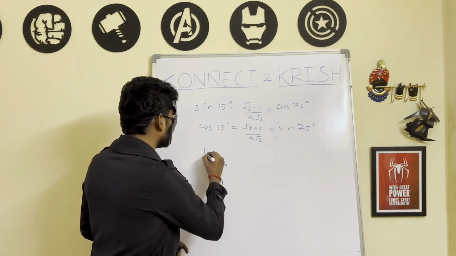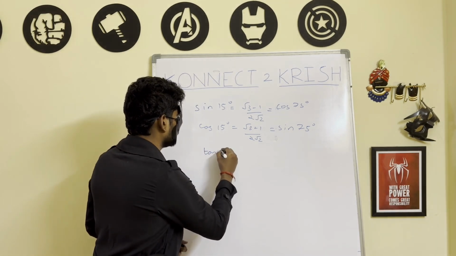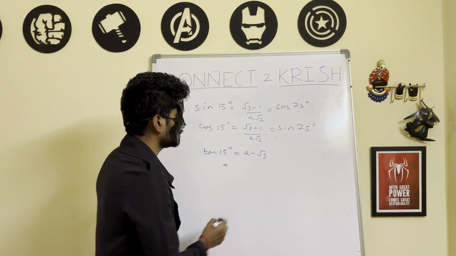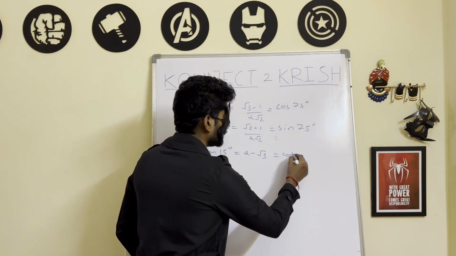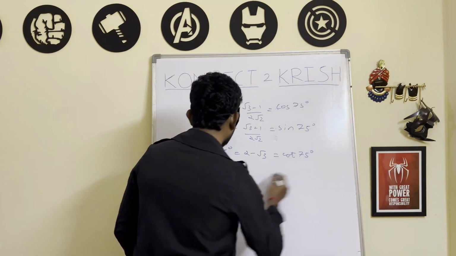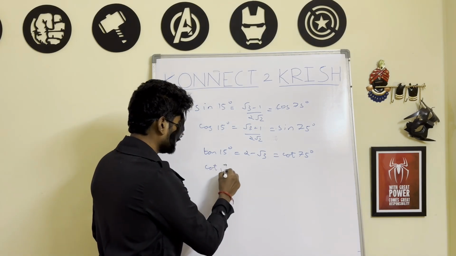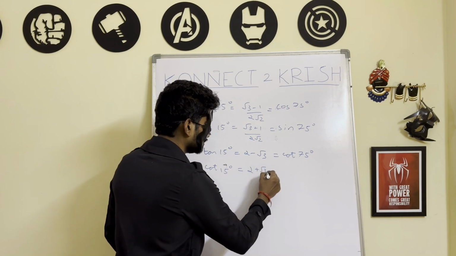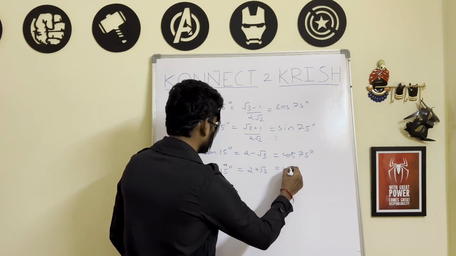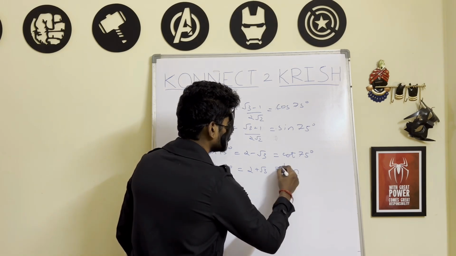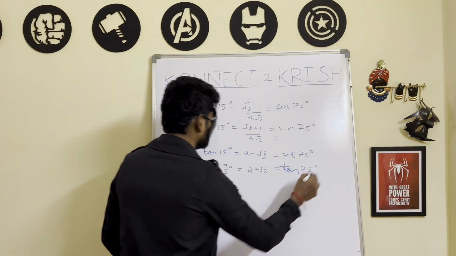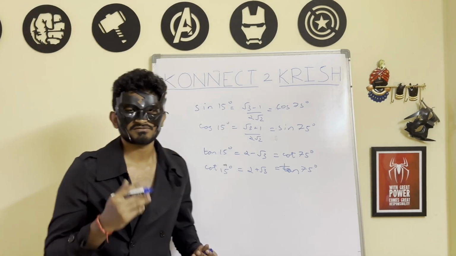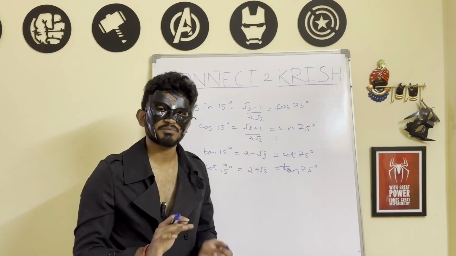For example, like tan 15. Tan 15 is nothing but 2 minus root 3, which is equal to cot 75. And similarly, cot 15 is nothing but equal to 2 plus root 3, which is equal to tan 75. And there are other values which are not that important, but you can learn.